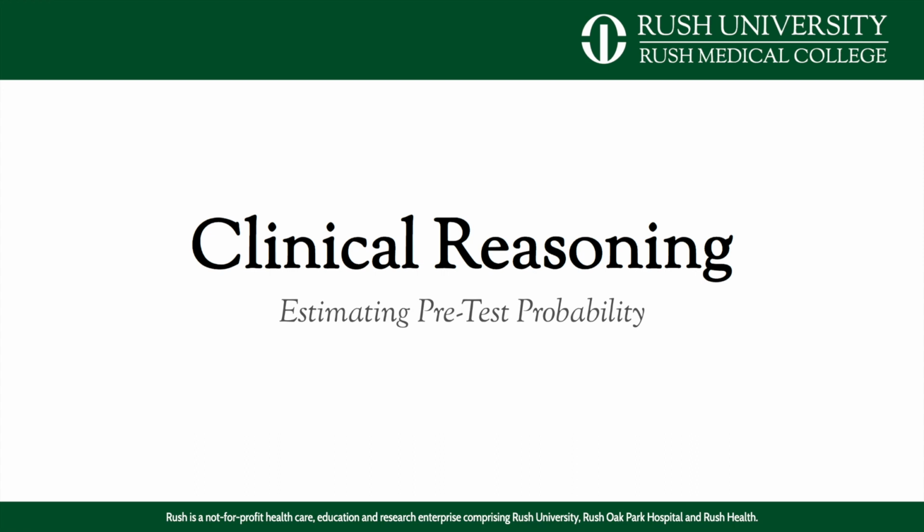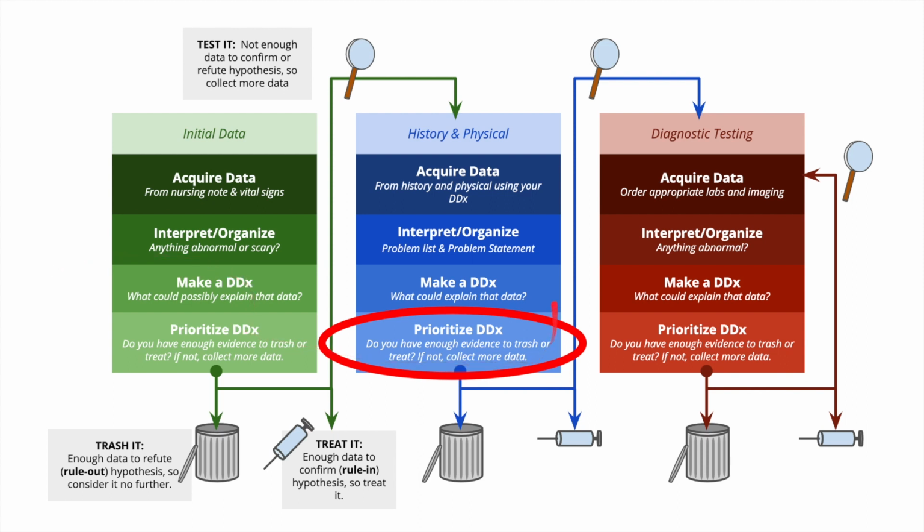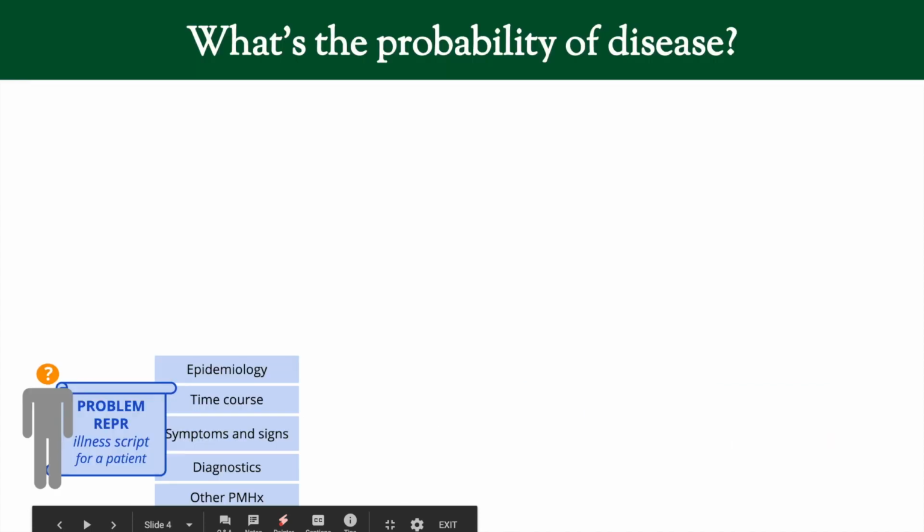Okay, in this video, we're going to talk about estimating pretest probability. In the previous one, we talked about probability and kind of how we use it. So this also, again, falls here in prioritizing a differential diagnosis or testing a differential diagnosis.